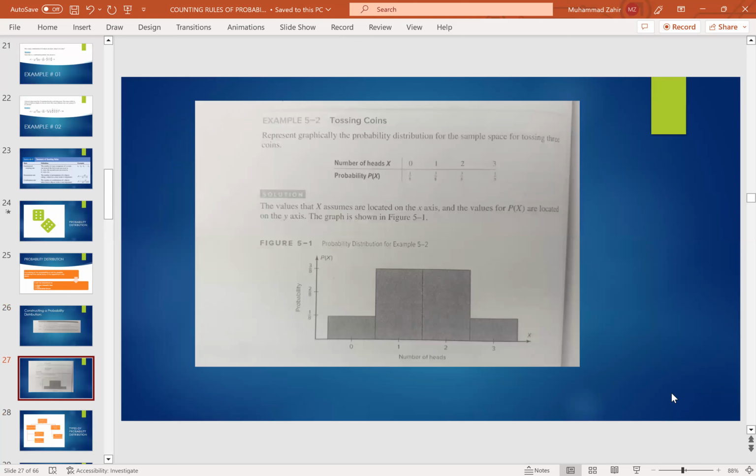For example, present graphically the probability distribution of the sample space of tossing 3 coins. So there's the number of heads, 0, 1, 2, 3, and the probability, 1 over 8, 3 over 8, 3 over 8 and 1 over 8. So the values of x assumes are located on the x-axis, 0, 1, 2, 3, and the values of P(x) are located on the y-axis. The graph is then shown. So by putting all the values there, the graph is then made.